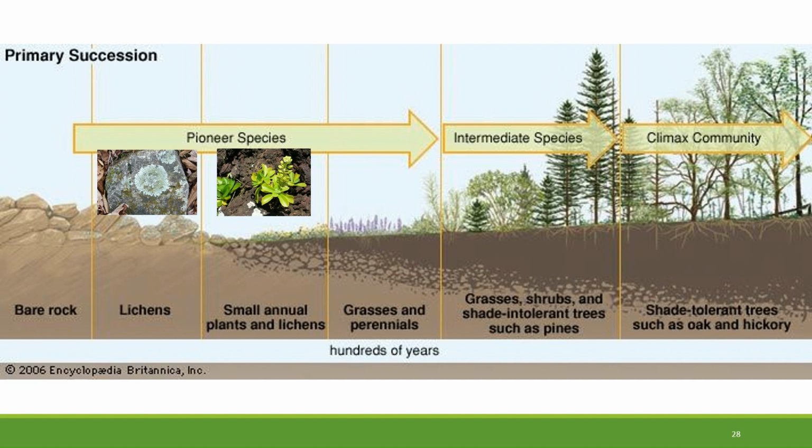The lichen will contribute to the further weathering of the rocks, and eventually it'll be possible for some small annual plants to move in. When we say that these plants are annual, what this means is that they are seasonal. They don't exist there year-round, but they rather spring up and then die back with the seasons. And as time goes on, grasses and perennial plants move in.